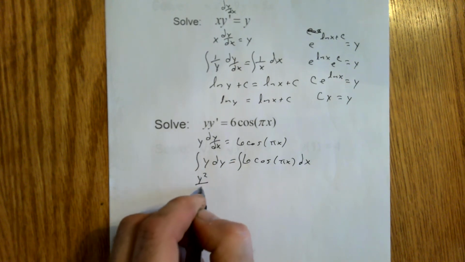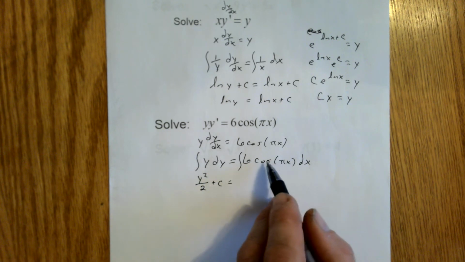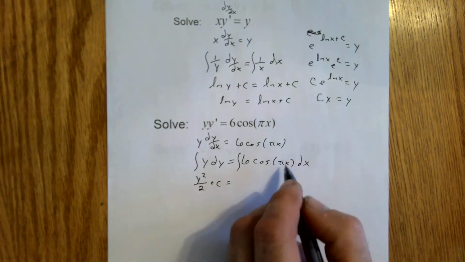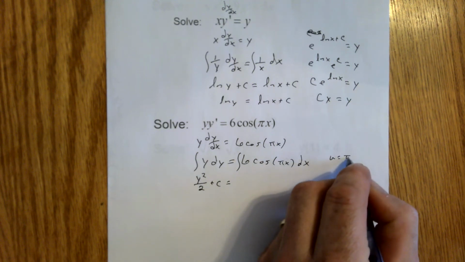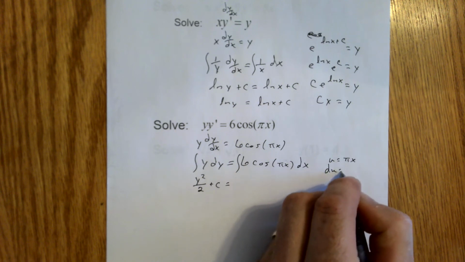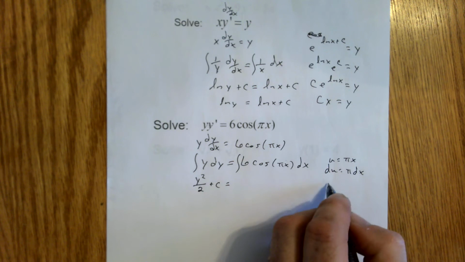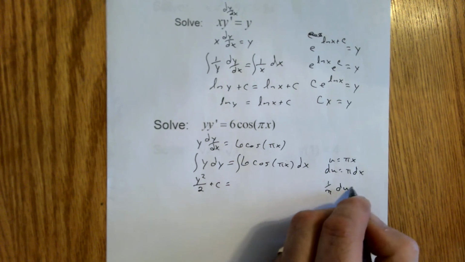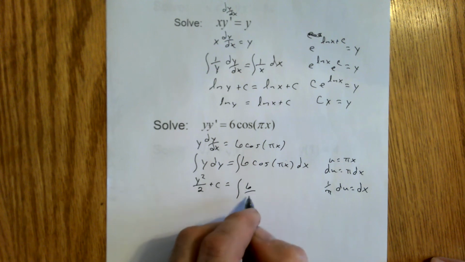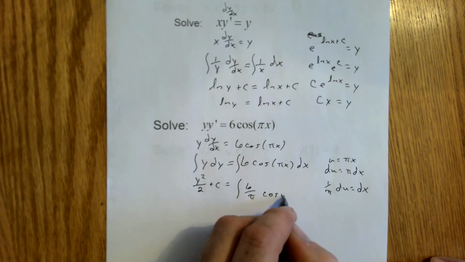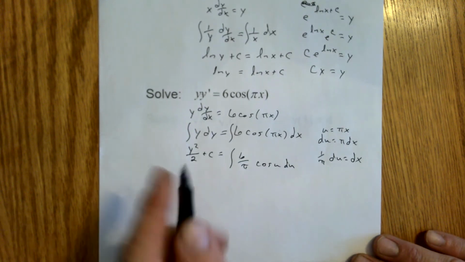So that gives me y squared over 2 plus c. It's going to equal the integration over here. If I take the cosine of an angle, I can only have a single variable. So I'll let my u equal pi x. So du equals pi dx. I can't use that pi in my integrand. So I have 1 over pi du equals dx. So that gives us the integration of 6 over pi cosine of u du. And I know the integration of cosine of u.